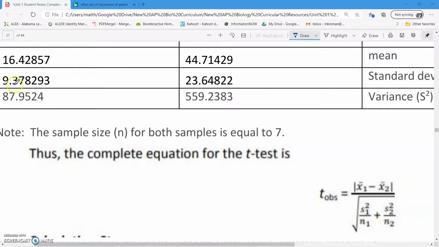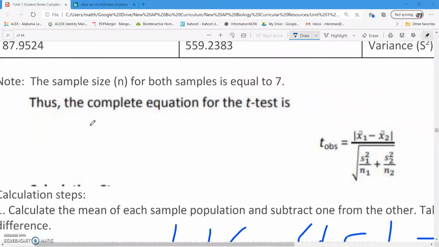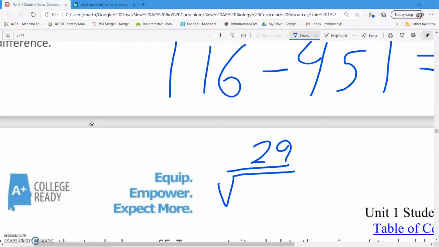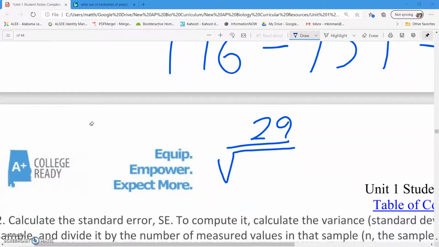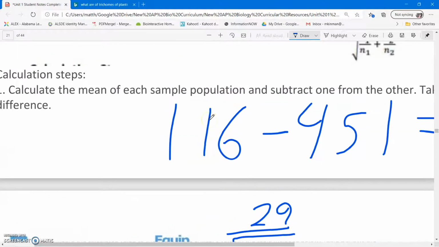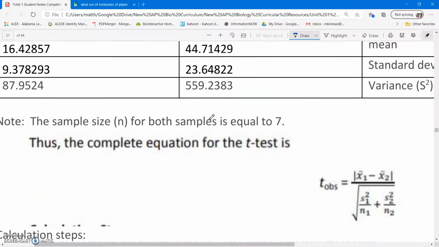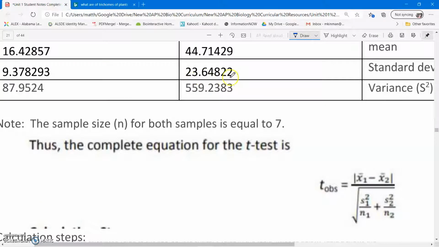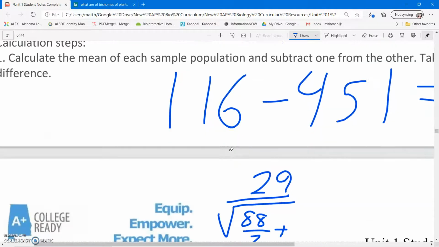So 9.37 and so on squared is 87.9, so we'll say 88. All right, so we'll come down here to our formula and do 88 divided by 7 plus 23.64822 squared, which gives us 559.23. So we'll just say 559.